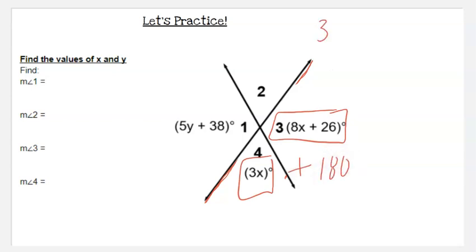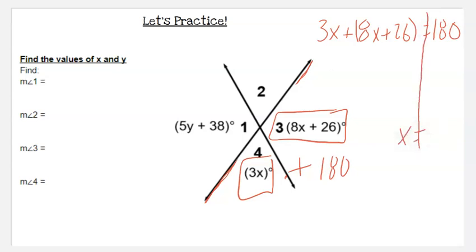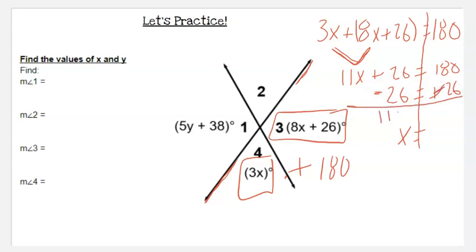So we set up the equation 3x plus 8x plus 26 equals 180. So here we have that equation. And now all we have to do is solve it for x, get x by itself. We can start by combining our like terms. We have 3x plus 8x, which is 11x plus 26 equals 180. Then we need to undo this plus 26 with minus 26 on both sides. So we have 11x equals 180 minus 26 is 154.